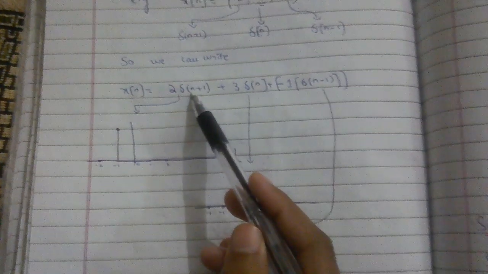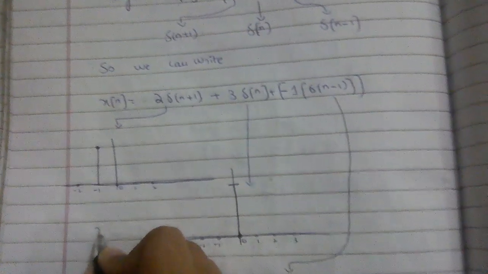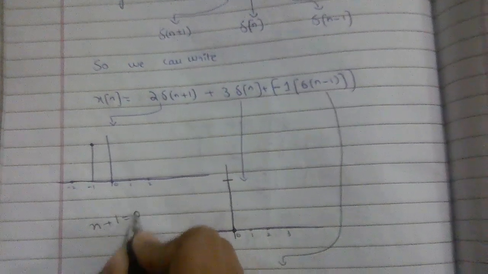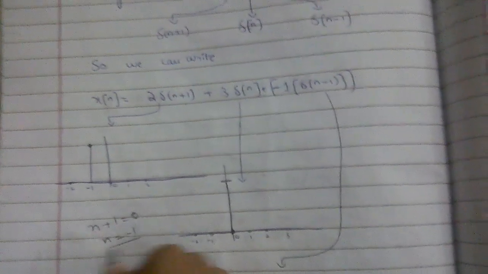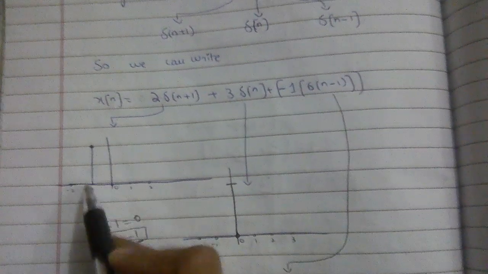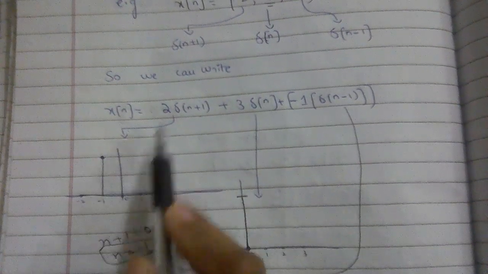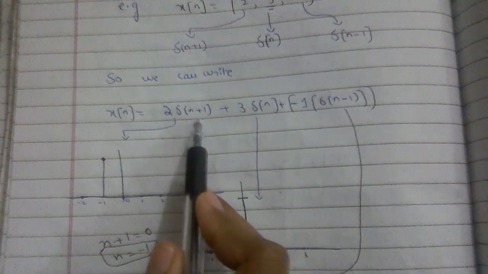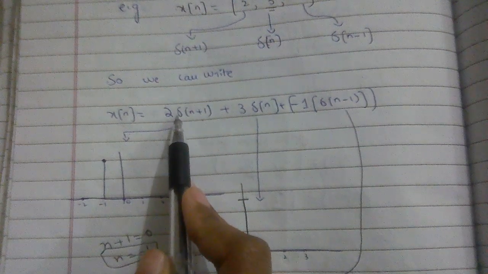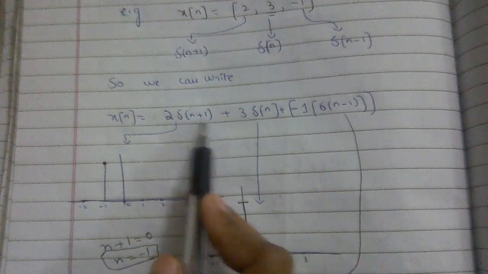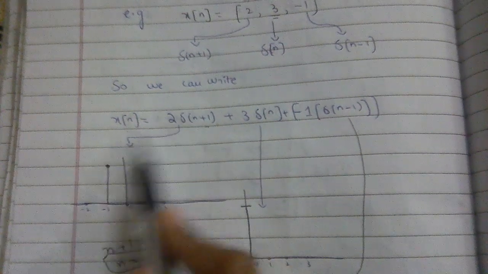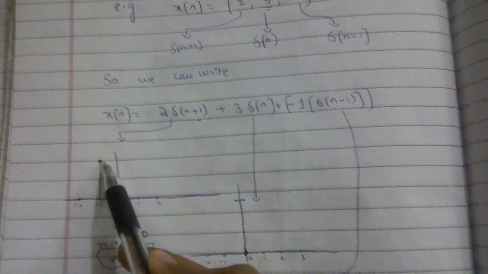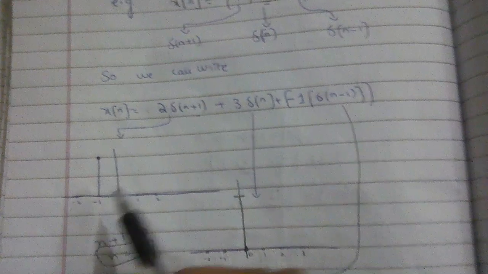At sigma n plus 1 is this, as we know that n plus 1 is equal to 0 means n is equal to minus 1. So at minus 1 the value is the impulse response. We know that it has a unit amplitude, so unit amplitude when multiplied by 2 is 2, so we get 2 at minus 1.